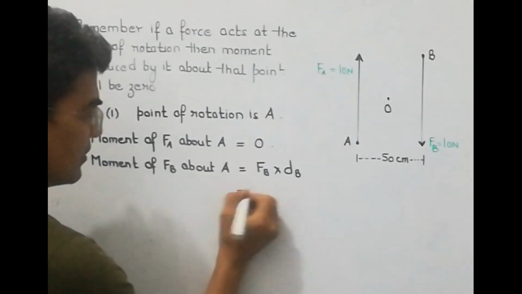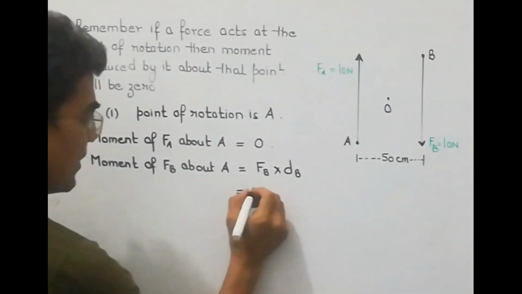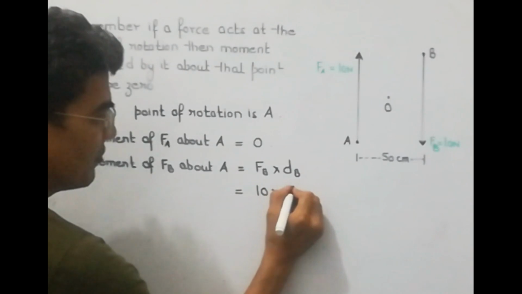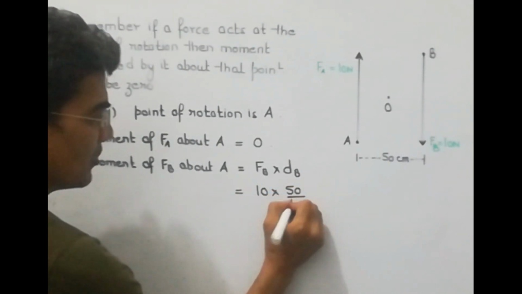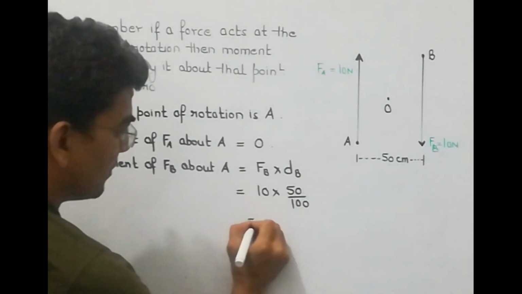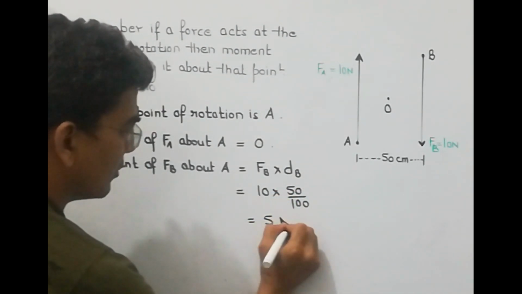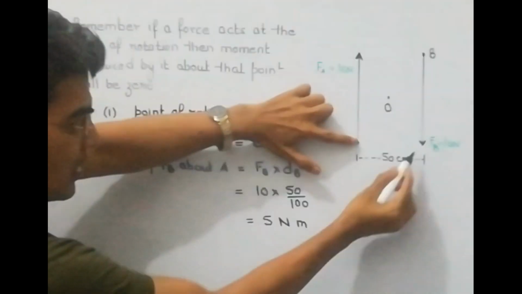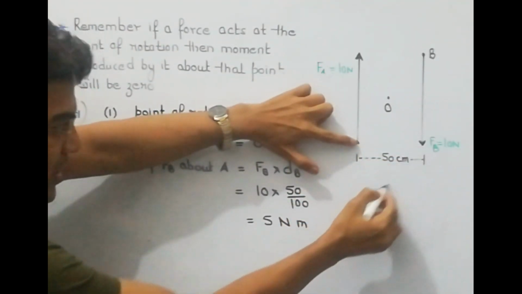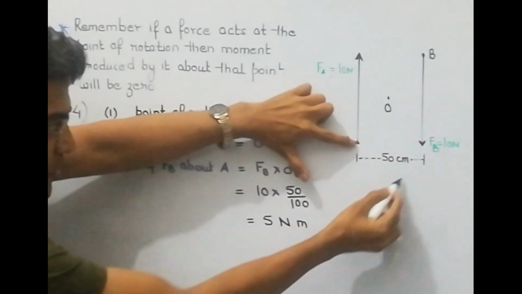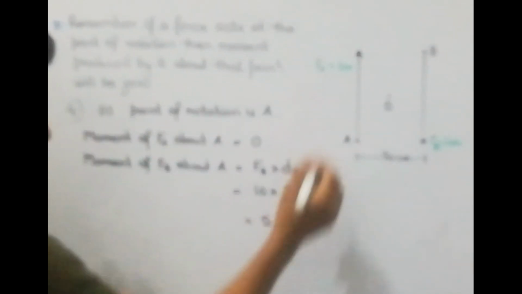So that will be Fb. Now here you can see how much is Fb, 10, and its distance is 50 centimeter. You can convert it into meter. So you will be getting 5 Newton meter. And about this point, which type of moment will this be producing? What will be the direction here? It will go around like this. So you will say it will be producing clockwise.